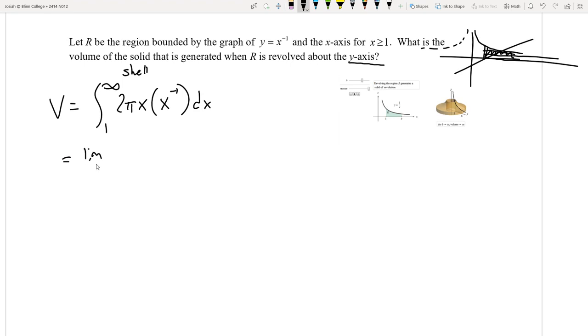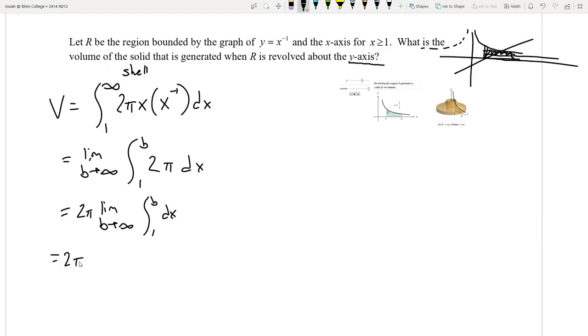And so we'll go ahead and introduce our limit. So we've got from 1 to b. And then we've got 2 pi, and then x times x to the negative first. We end up with just 2 pi. All right, we'll go ahead and bring that out. So when we do that, 2 pi, limit as b tends to infinity, we end up with just dx as our integrand. And so we'll get 2 pi, and we'll have to integrate this. We get just x. So x evaluated from 1 to b. So we get 2 pi, limit as b tends to infinity, and then we have b minus 1.